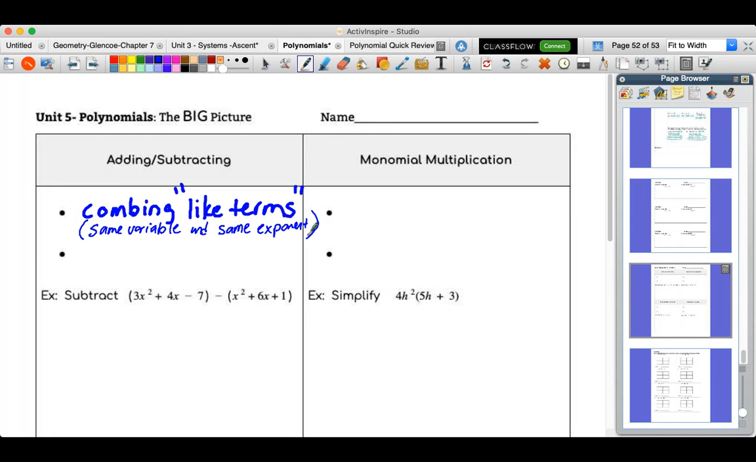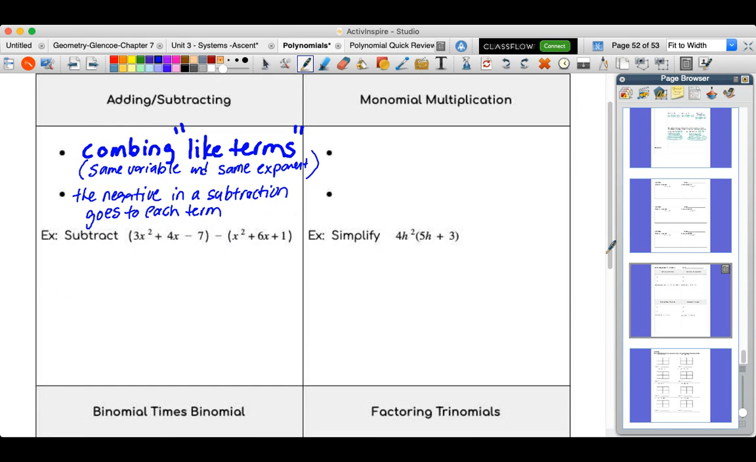And then also remembering that the negative in a subtraction goes to each term. Kind of like a distributive property with a -1 here. So you notice the example that we have shown here is a subtraction problem with polynomials. So this subtraction is kind of like a negative that is subtracting each one of these terms. And so we need to be thinking about, well, really, let's think of this as a minus.